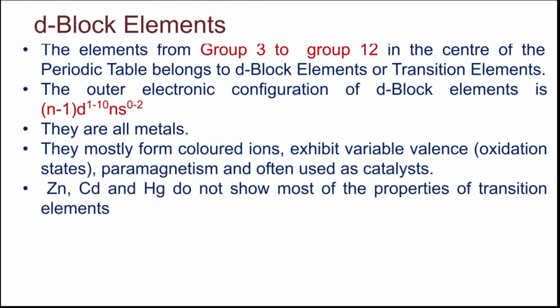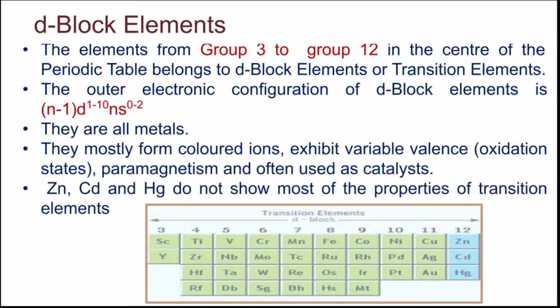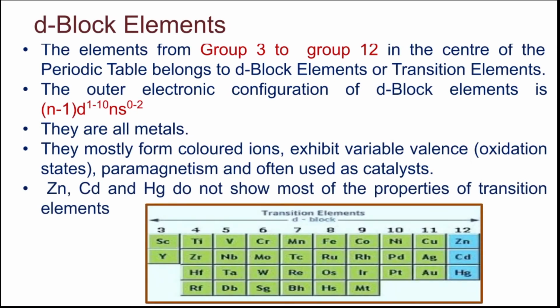Zinc, cadmium and mercury do not show most of the properties of transition elements. You can see they are colored differently at the end, Zn, Cd, Hg as the 12th group. They show some difference in the properties of transition elements. Their study we will be doing in the next standard. And also children, one more thing you have to remember: you don't need to study d block elements group wise, you have to study them period wise, like scandium to zinc, then yttrium to cadmium, like that you have to study.